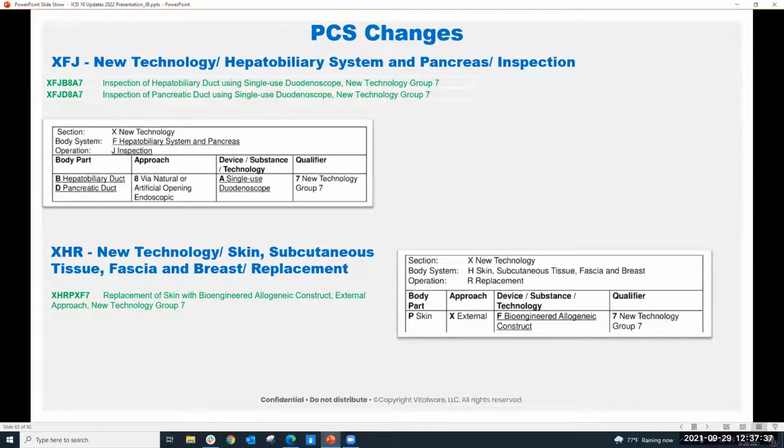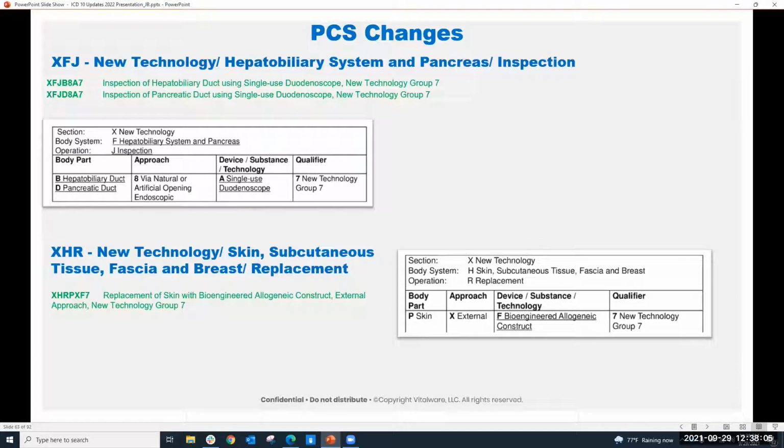Next table is XFJ, and this is inspection of the hepatobiliary system and pancreas, and these procedure codes will be used to identify use of a duodenoscope for endoscopic pancreaticobiliary system procedure. The next table is XHR, and that is the replacement of skin, subcutaneous tissue, fascia, and breast.